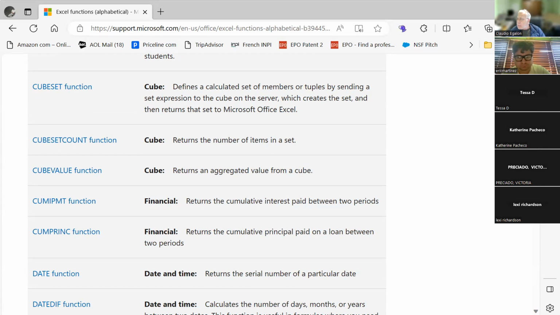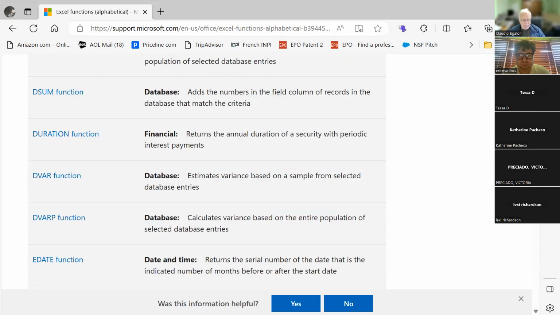I'm going to estimate how many functions we have here. Do you have the number of functions there, Ridwan? Do you know if they say the exact number of functions that they have? I'm going to estimate, maybe it's 4 times more. It looks like Excel has around 500 functions from what I see here.